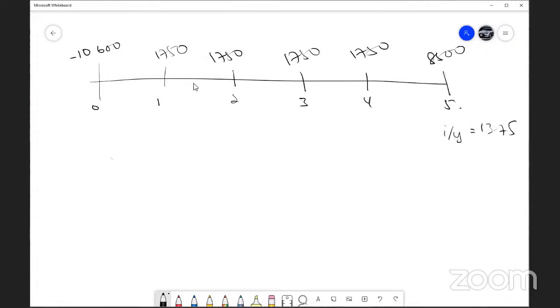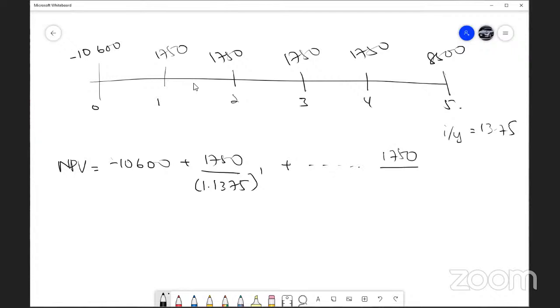Okay, so count your NPV. Negative 10,600 plus 1,750 divided by 1.1375 power of 1 plus... Okay, repeat one by one. 1.1375 power of 4. And lastly, 8,500 divided by 1.1375 power of 5. This is for your scientific calculator. This is repeat. I did not repeat it because you repeat yourself. Power of 2, power of 3, and then power of 4.